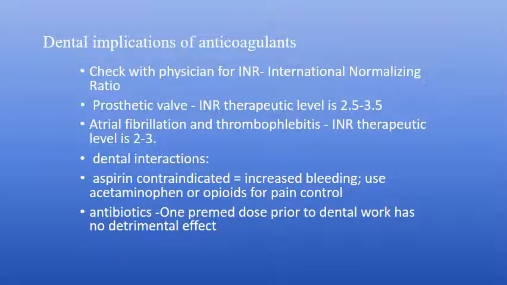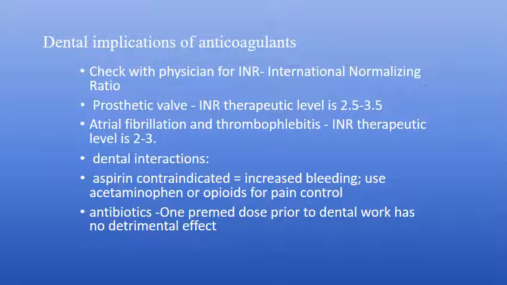Dental implications, like I said, about checking with the physician. And again, we'll talk about this a little bit more in DH3. Those clients who have a prosthetic heart valve would need an INR level between 2.5 and 3.5. If the level is above 3.5, you might want to see if that can be adjusted for scaling and root planing. However, I would definitely check with their physician regarding that. Atrial fib clients are usually between 2 and 3.